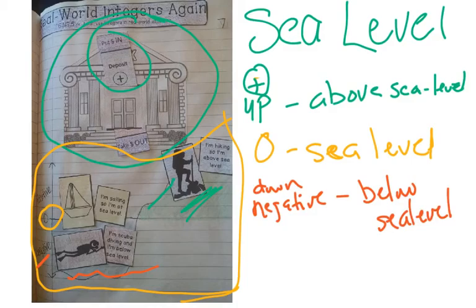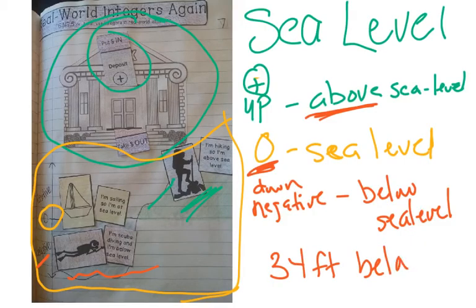So whenever you have word problems and you hear the words above sea level, you automatically should be thinking positive number. You hear the words at sea level, the number you're thinking should be 0. You hear below sea level, you should be thinking negative. So you don't need to write he is at negative 34 feet below sea level. You just need to write 34 feet below sea level. That word below is telling us that it's negative.